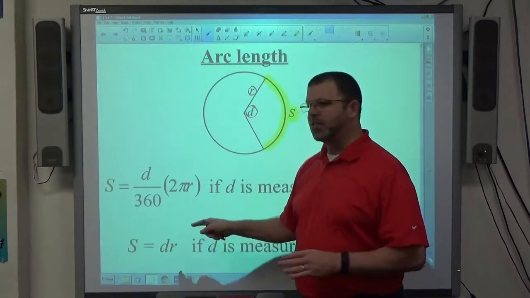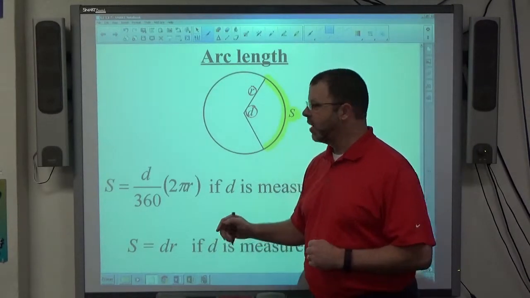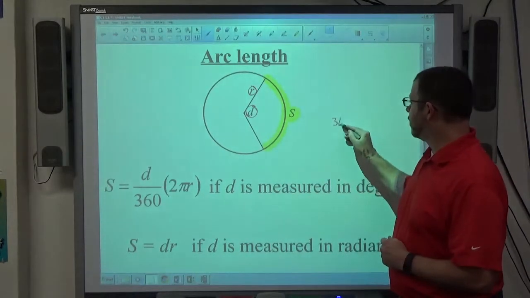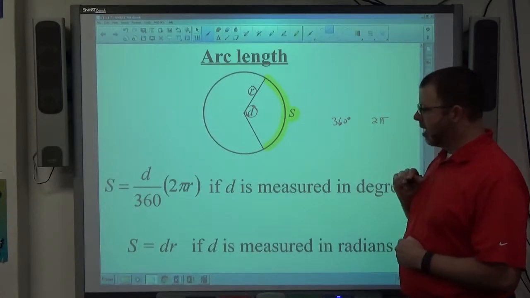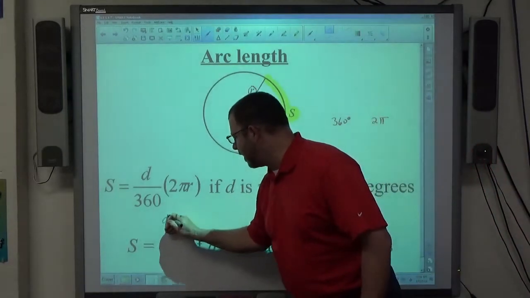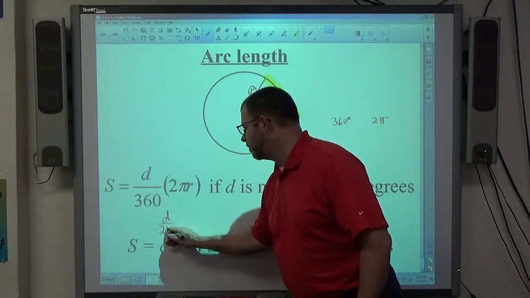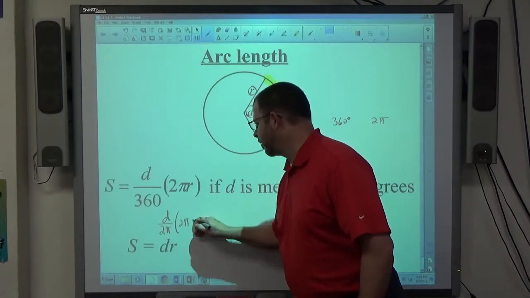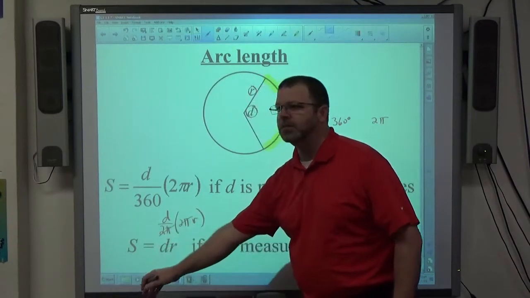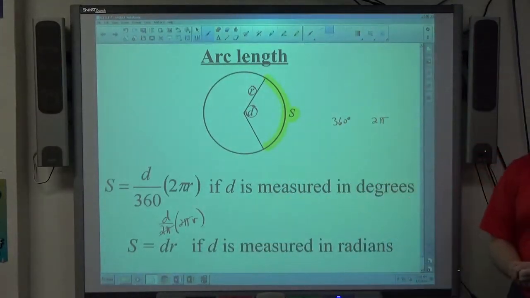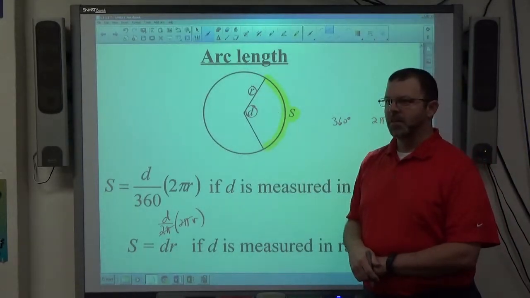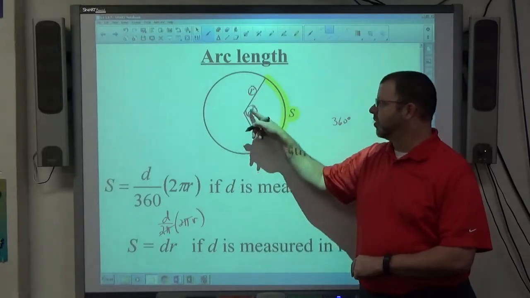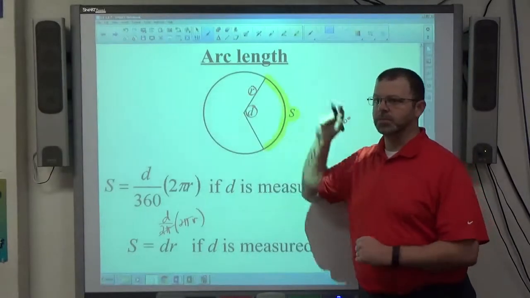The reason it's such an easy formula in radians is we know that there's 360 degrees in a circle, right? There's also 2 pi radians in a circle. So if it's in radian measure and we take d over the entire circle times the formula for circumference, the 2 pi's cancel. That's why it's such a nice, friendly little formula. So again, if it happens to be in radians, you just multiply those two and you get the arc length. If it's in degrees, this over 360 times the circumference of the whole circle.